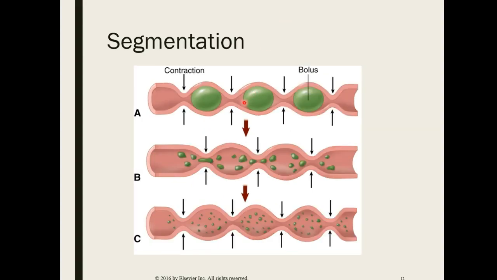And then segmentation is actually going to be the back and forth contraction. So contracted here and then back here. And it's going to break apart this bolus into smaller and smaller pieces. Another accomplishment of this specific movement is that it mixes those pieces of food with the digestive juices and really makes sure that it's covered in all of the necessary juices.